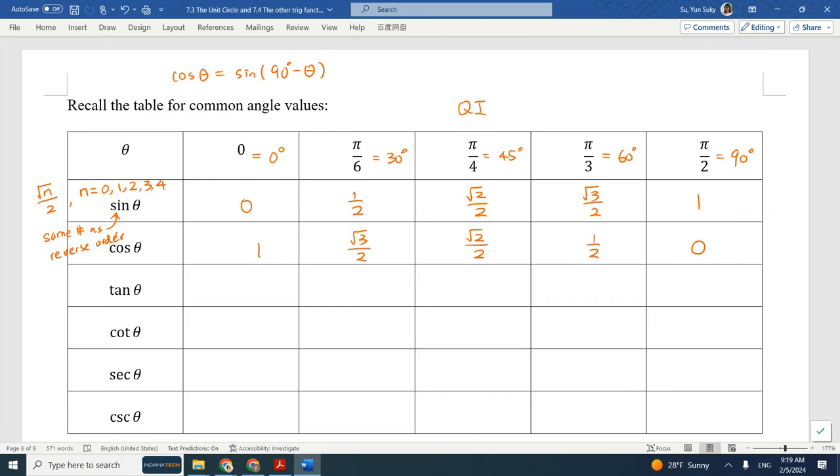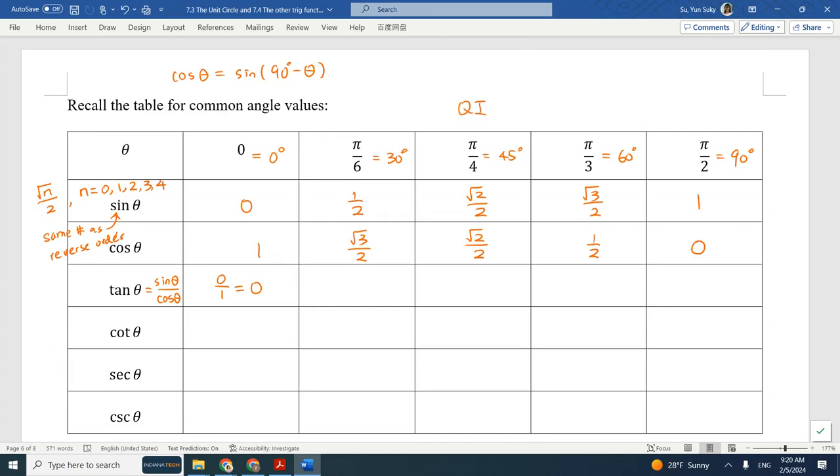How do we find tangent? Yeah, tangent is sine over cosine. You know the sine values, you know the cosine values, then you can find the tangent. Okay, everybody? What's this? 0 over 1 is 0. Yes?